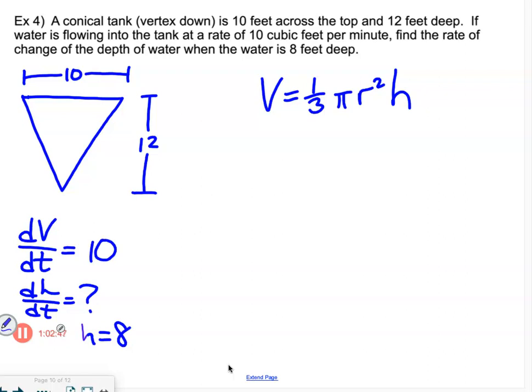R is 5? Really? We're trying to find the rate of change of the volume of the tank? The R is a constant, stays 5 the whole time? Yes, it's half of 10. So this is the rate of change of the volume of the tank. I thought it was the rate of change of the volume of the water in the tank. No.